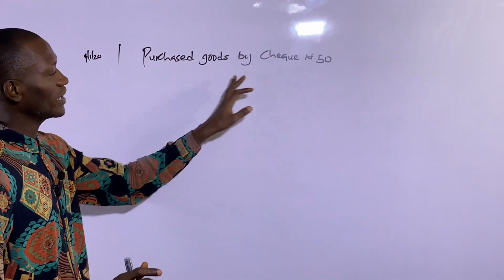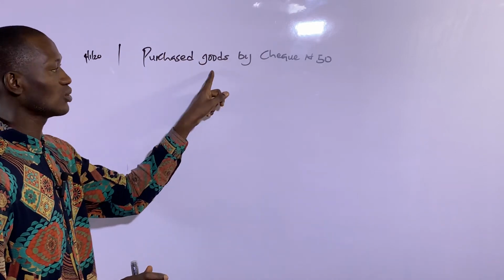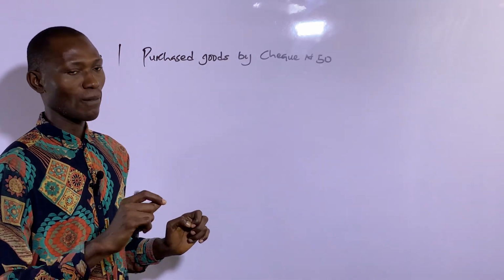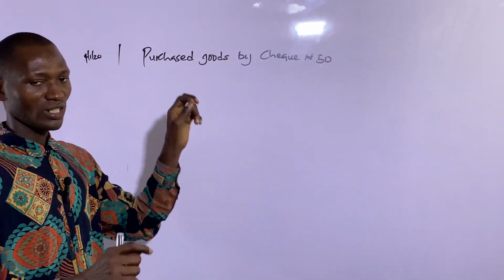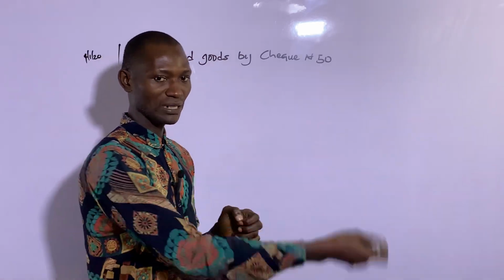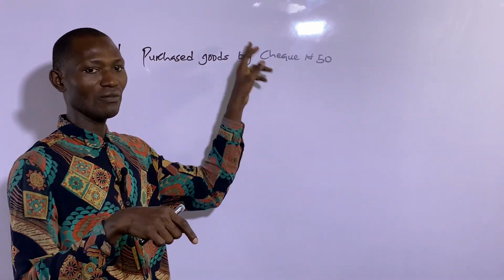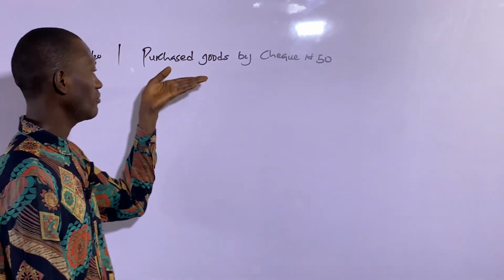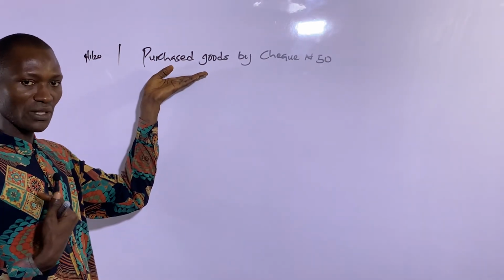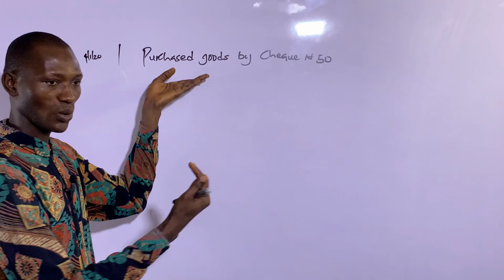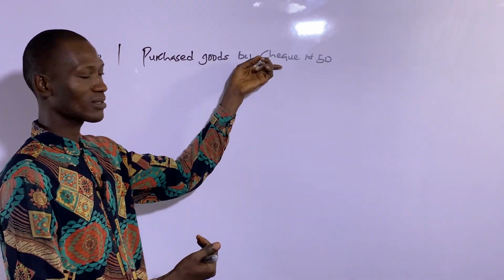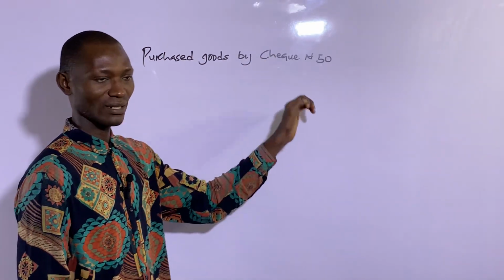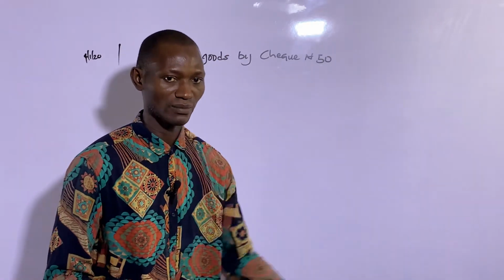Now, if you take a look at this, XYZ purchased goods by check. That means XYZ has a bank account. When they purchase the goods, the bank pays on behalf of XYZ. So the bank is paying for that purchase. XYZ is receiving the goods, so the purchase account is receiving the goods purchased by XYZ, then the bank is paying.